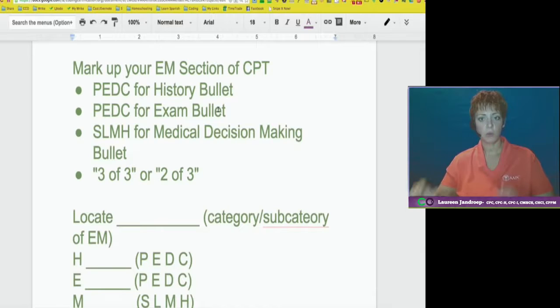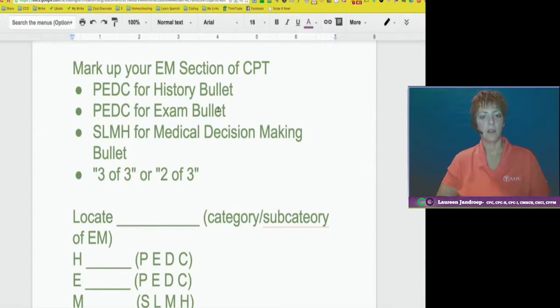I'm a very visual learner. I need visual cues to help me. So I did this to help myself. The 3 or 4 possible letters that you would be writing next to your history bullet is PEDC. And the same for exam, which stands for problem-focused, expanded problem-focused, detailed, or comprehensive. And then SLMH for the medical decision-making, which stands for straightforward, low, moderate, high.